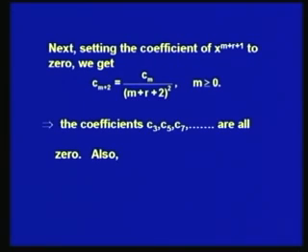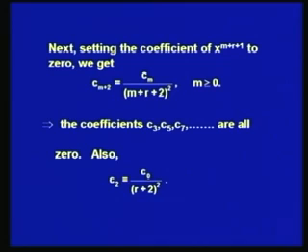Let us now equate to 0 the coefficient of x to the power m plus r plus 1. This will give us the recurrence relation Cm plus 2 equal to Cm over (m plus r plus 2) whole square, for m equal to 0, 1, 2, 3 and so on. And we have already seen that C1 is equal to 0. This recurrence relation connects Cm plus 2 with Cm. So, if C1 is 0, C3, C5, C7 all will be zeros.